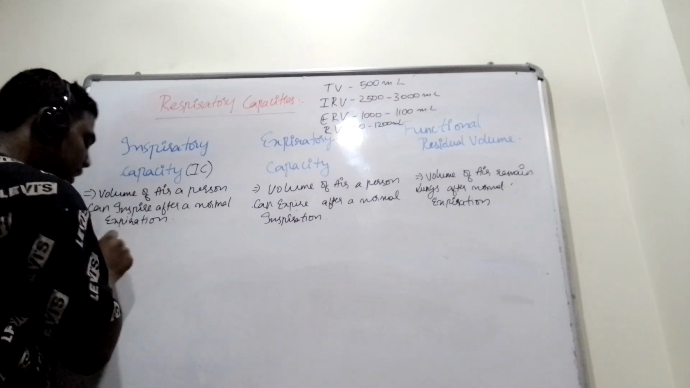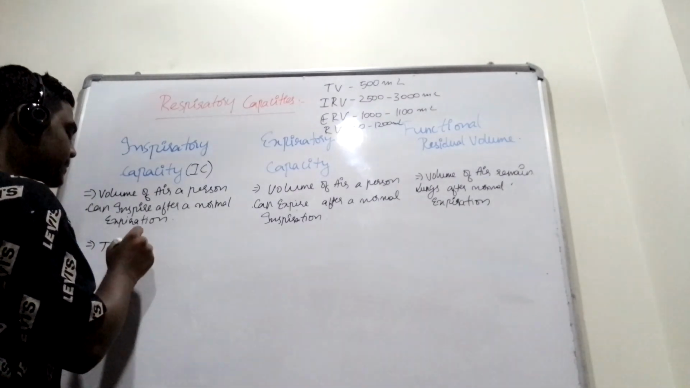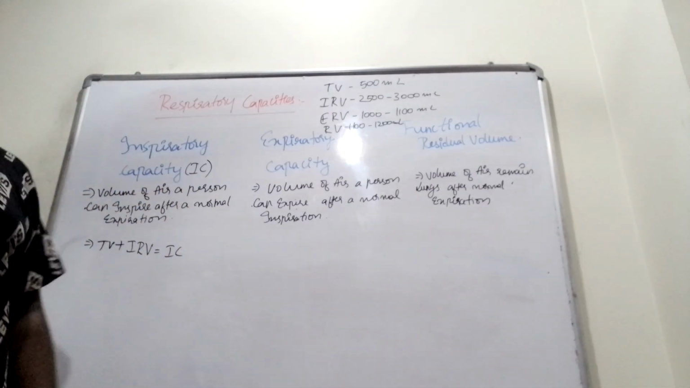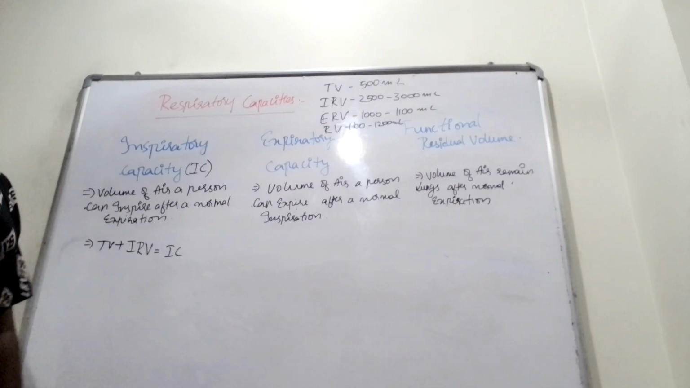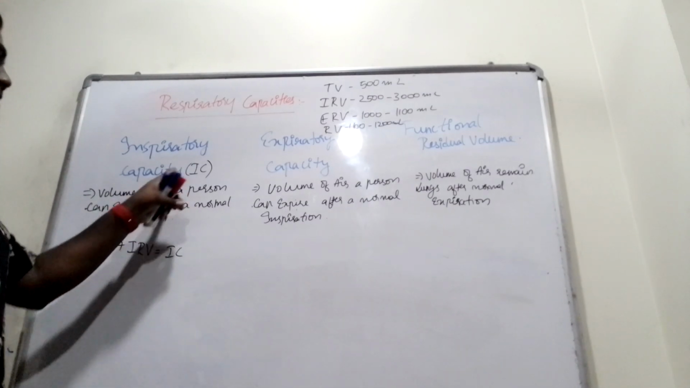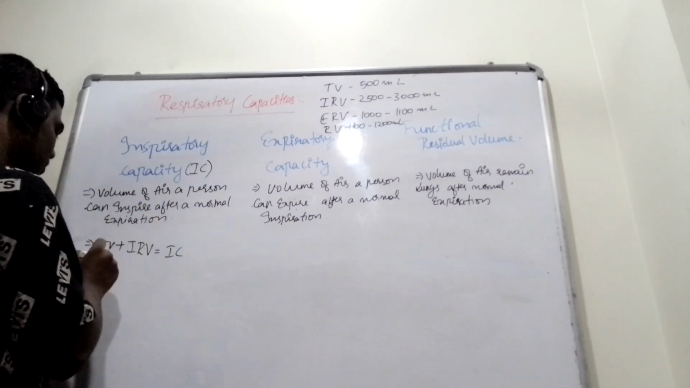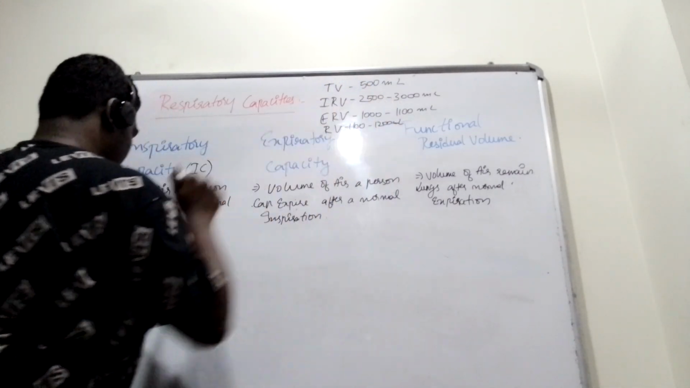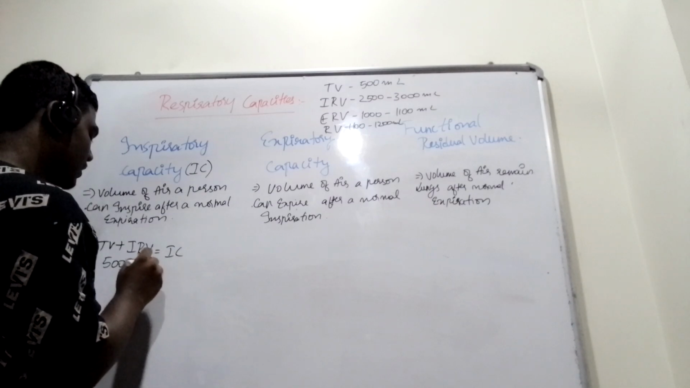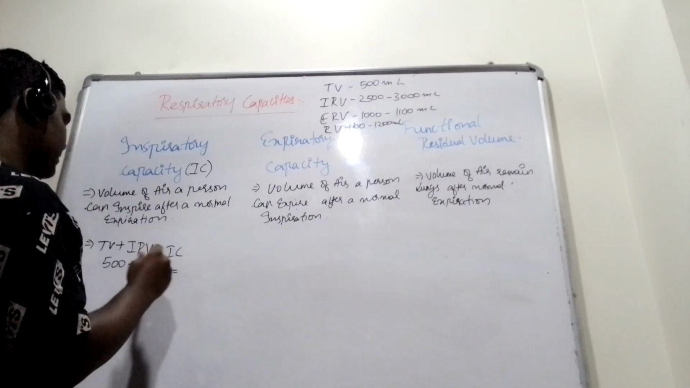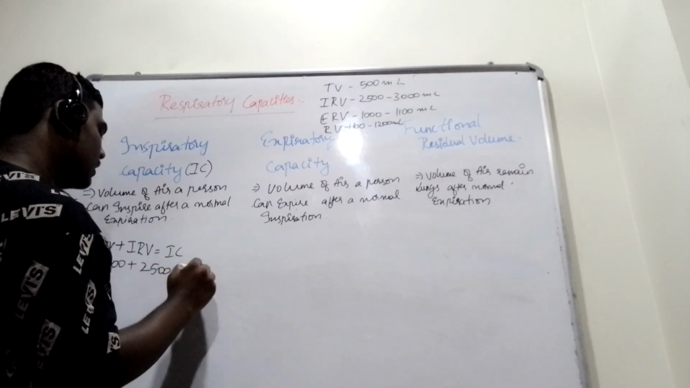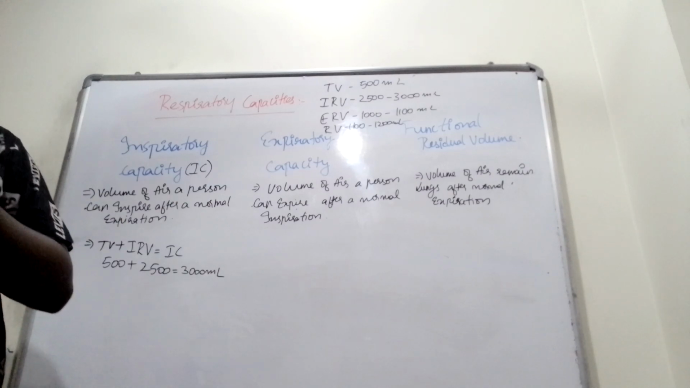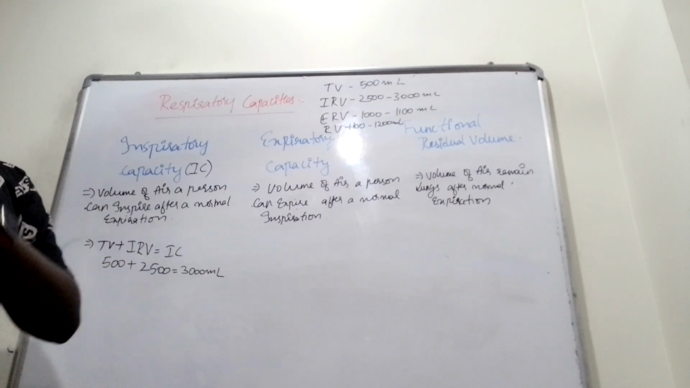When you add tidal volume along with the inspiratory reserve volume, you get the inspiratory capacity. What is the tidal volume? We have 500, and for inspiratory reserve volume, let me take the least value, that is 2500. What do you get as the inspiratory capacity? Yes, 3000 ml.